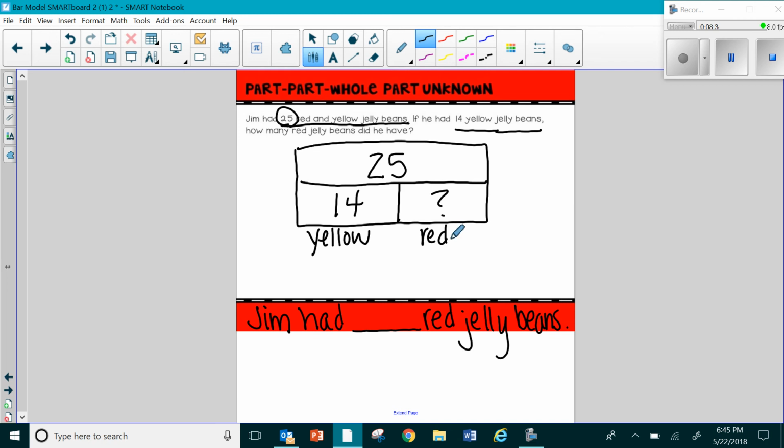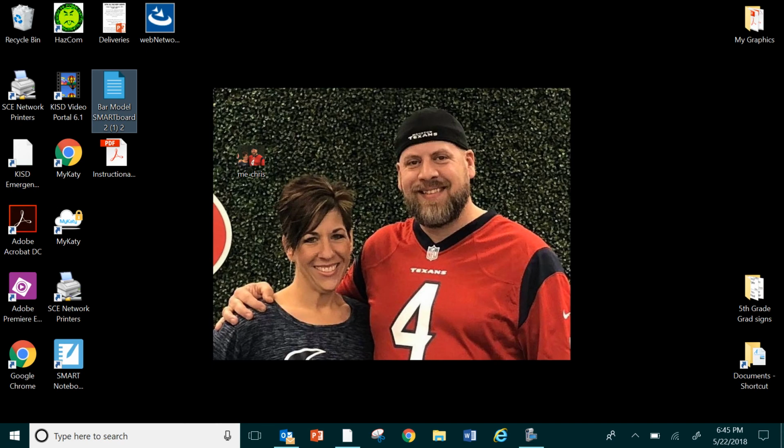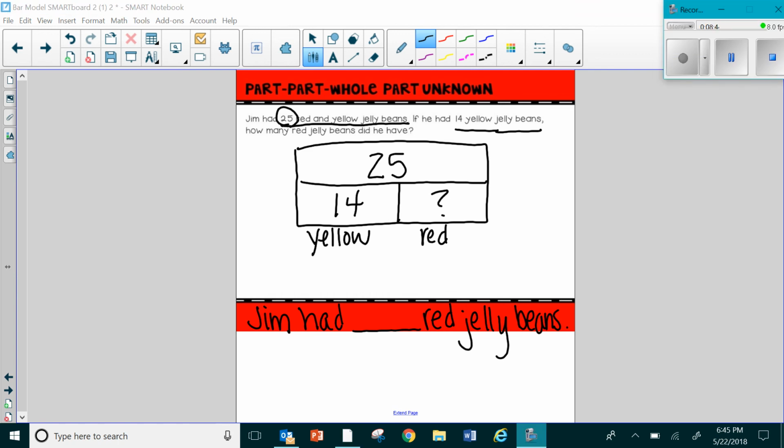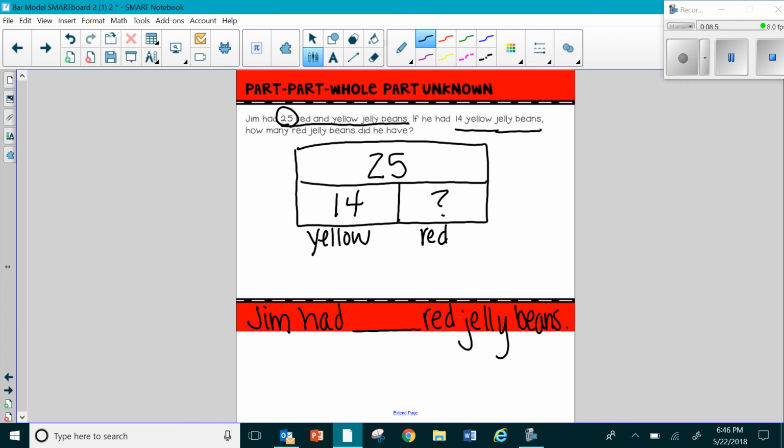So we could definitely subtract, using the total, subtract the yellow part, and then get the red. So we would have 25 minus 14 equals 11. Make sure I fill in my answer statement with 11.